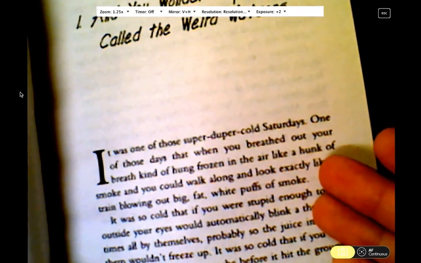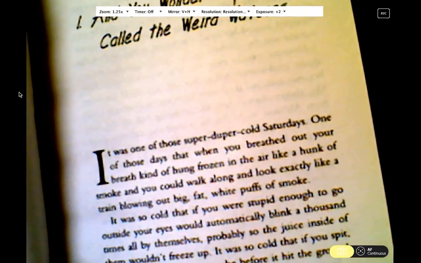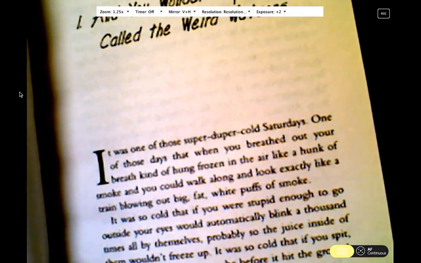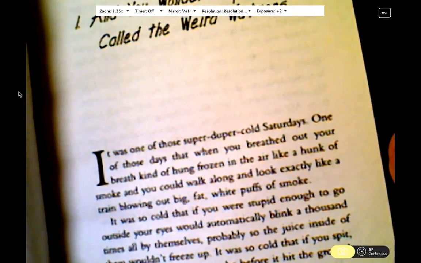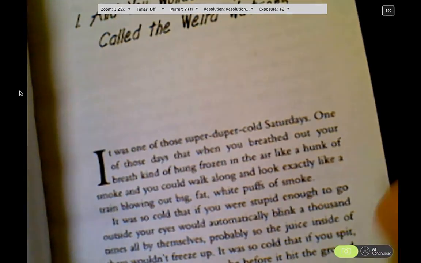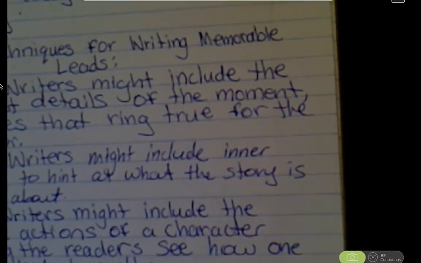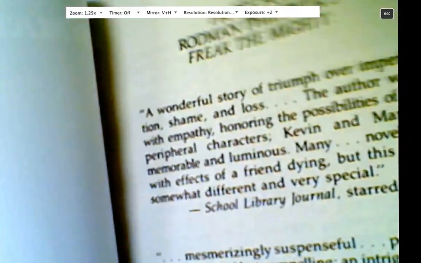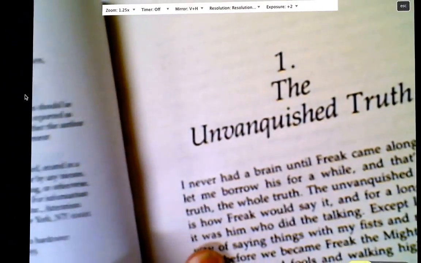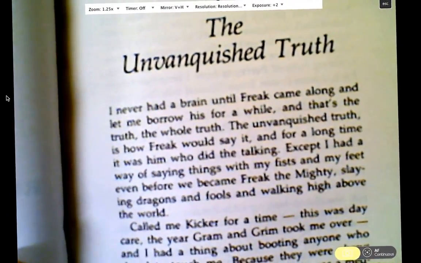So this one is painting us an image, okay? So we can see the smoke, we can connect directly to the character who's talking, or the narrator who's talking. So Christopher Paul Curtis does a very nice job of getting us right into that story. And then one of our class favorites is Freak the Mighty. So let's just really quick talk about this one, The Unvanquished Truth.